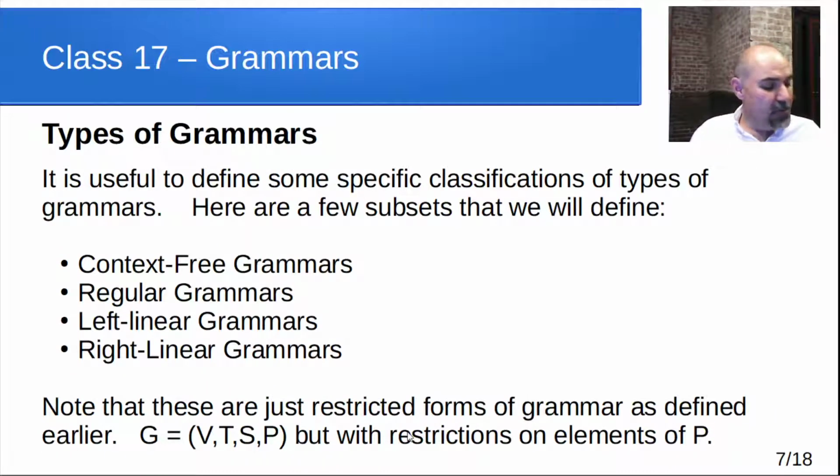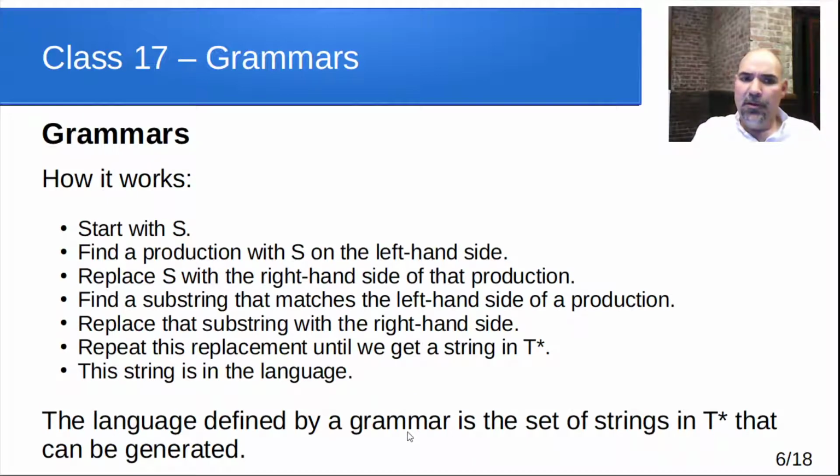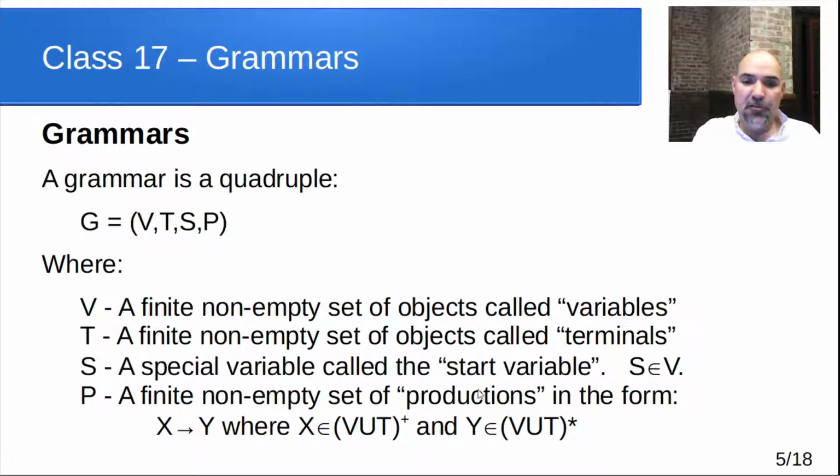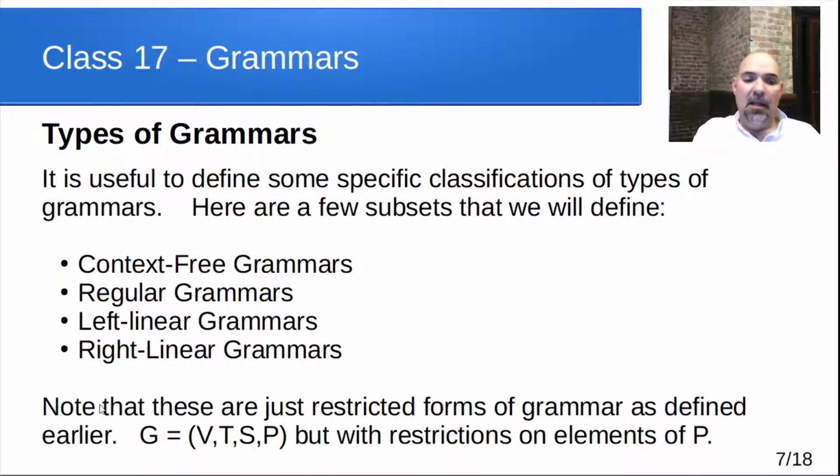Okay, now there are a couple sub-classifications of those grammars that are important for us, and we're going to focus on those right now. So notice we didn't do an example of this yet. We'll do an example of these kinds of grammars later, but I want to focus on these subsets or restrictions on those. So the classifications of these grammars that we're going to focus on are context-free grammars, regular grammars, left linear grammars, and right linear grammars. And note that those are really just restricted forms of the grammar that we defined earlier. Specifically, what gets restricted is how we create these productions in P, the elements of P.